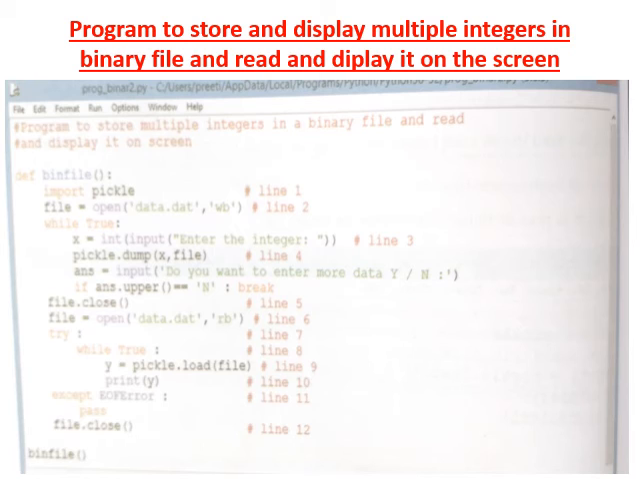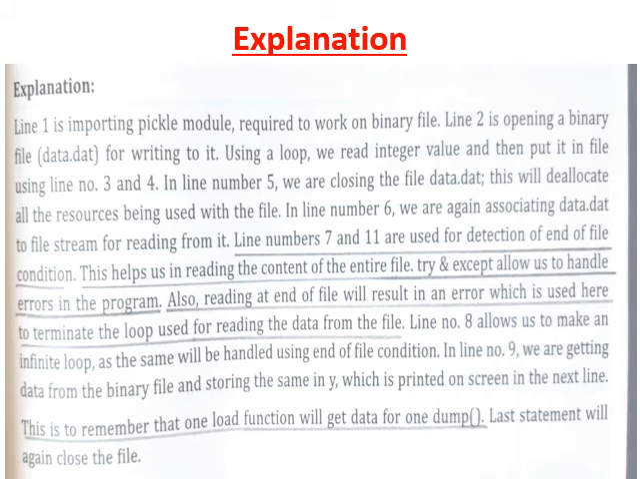Now let us see the explanation that is given in your book. You can refer to the program and explanation simultaneously. I hope that you are carrying your books along with you. Line 1 is importing the pickle module required to work on the binary file. Line 2 is opening a binary file, that is data.dat, for writing to it. Using a loop, we read an integer value and then put it in the file using line numbers 3 and 4.